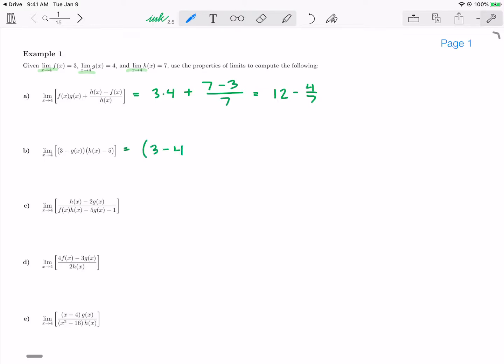This next one we've got 3 minus g. Well, the limit for g is 4, times the quantity h minus 5. The limit for h is 7. So we should get negative 2 there.